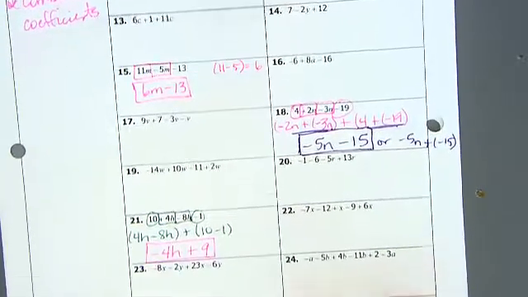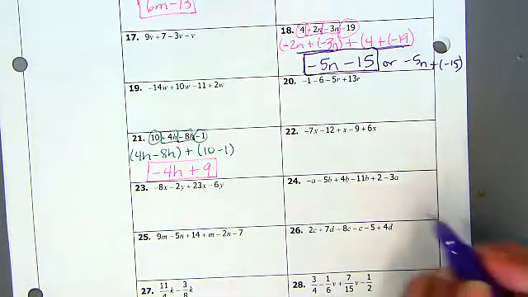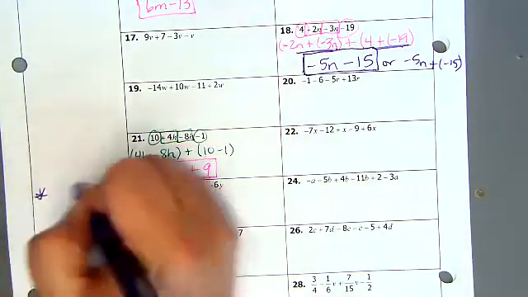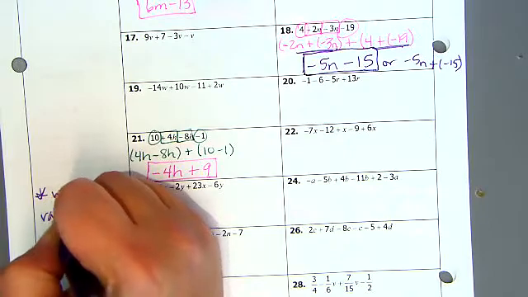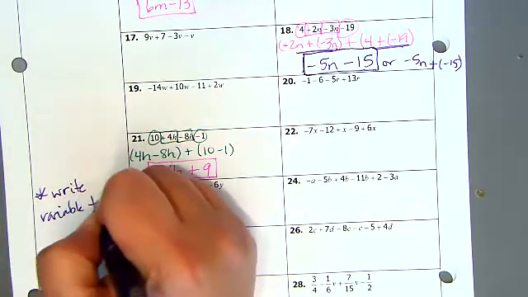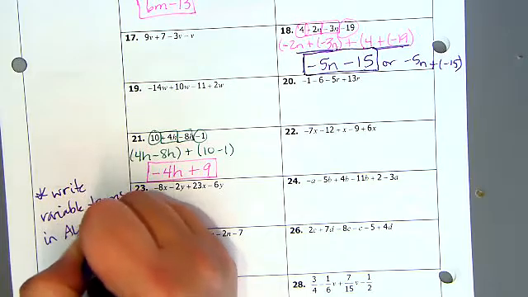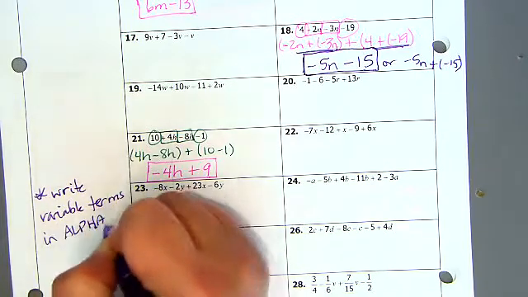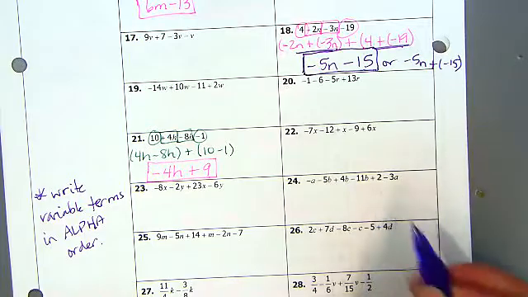And 24. We've got more than one letter variable, the thing to remember. Write variable terms in alpha order, in alphabetical order. Okay, so that's the way I'm going to organize it.